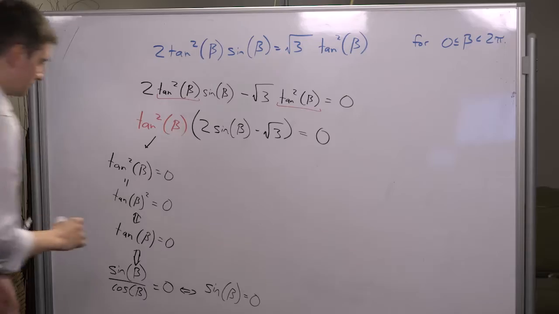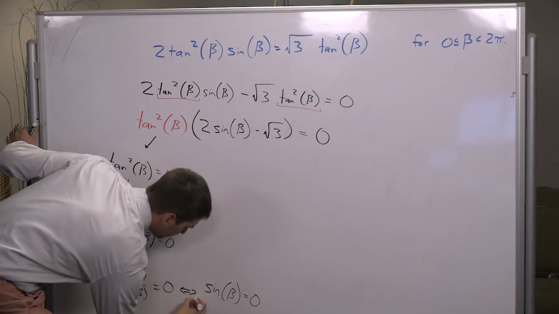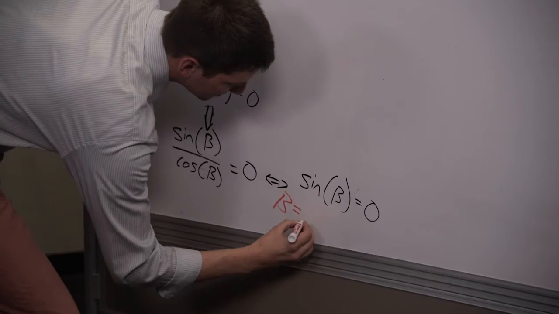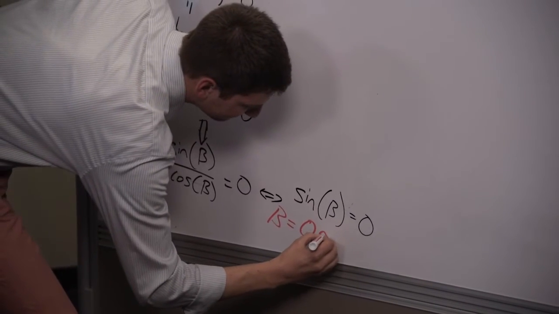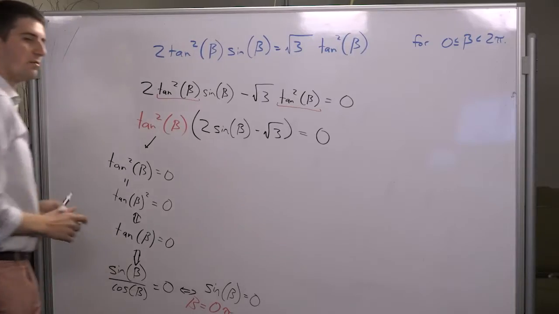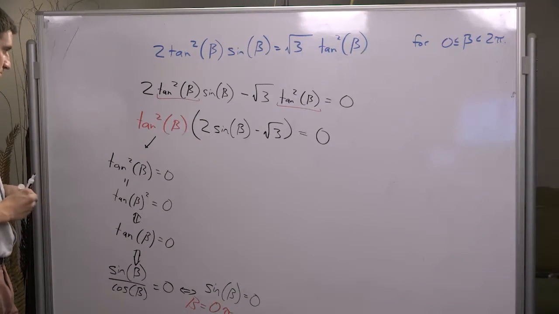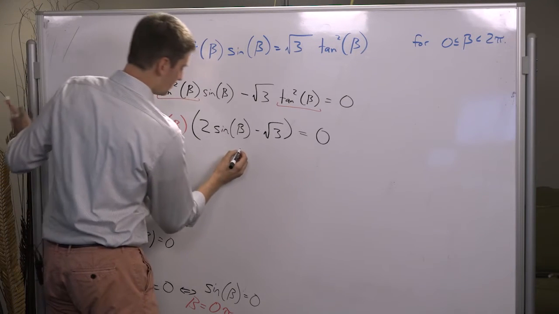So let's write that down. Here we have beta is equal to 0 or pi. This is one possible solution. Let's look at one more.